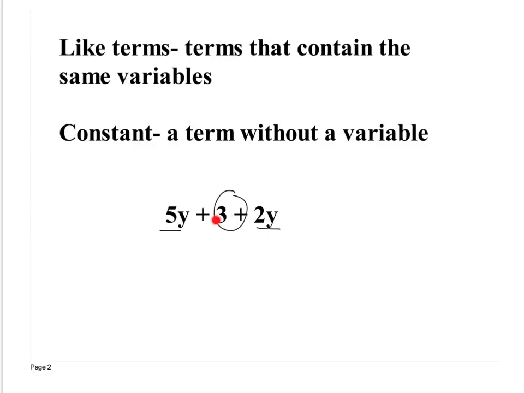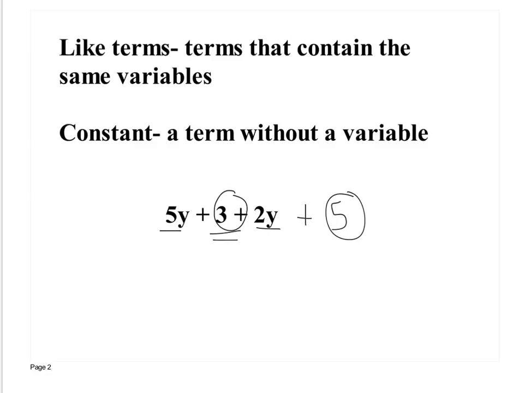You're still going to add 3 to everything. Here, depending on what y is, it's going to be a different number. So that's why numbers without variables are constants, and constants are like terms with each other. So if you had another constant in here, let's say the 5, if I've circled one, I could circle the other. That would identify like terms.